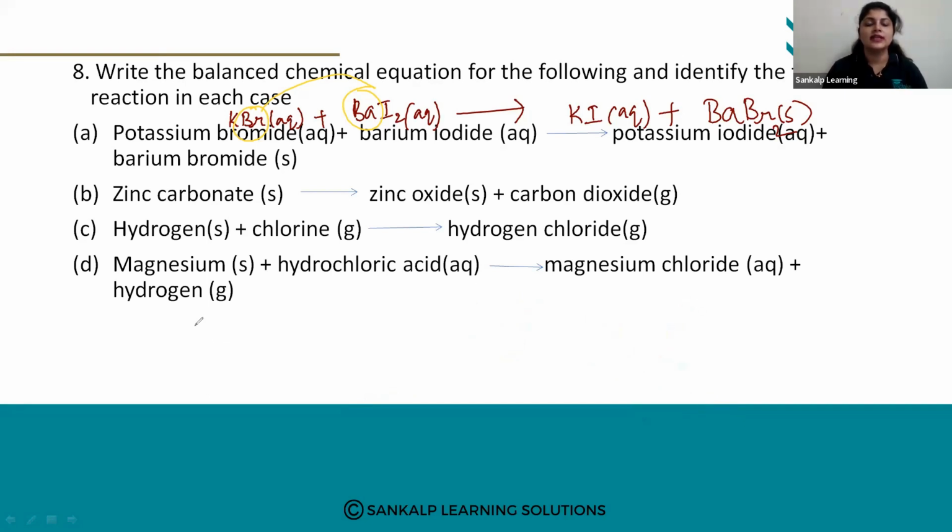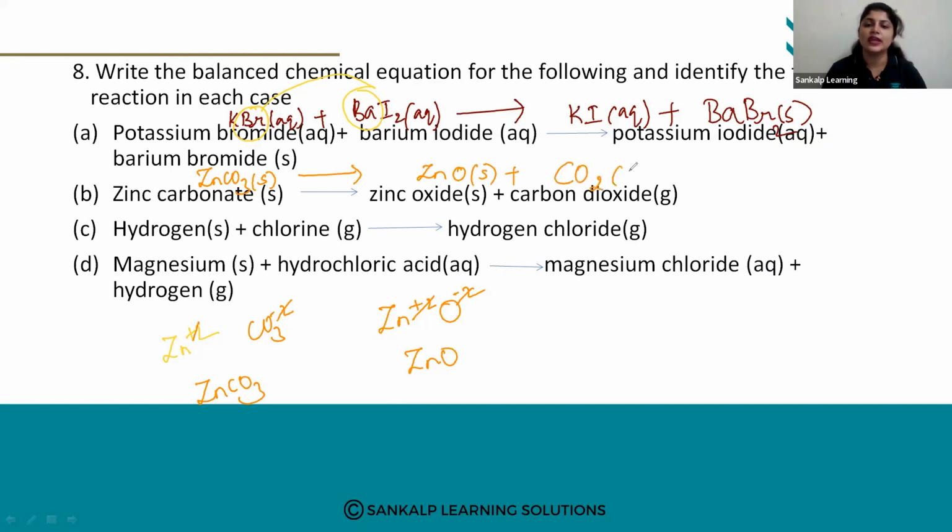Next, zinc carbonate. Zinc is what? Zn +2. Carbonate is what? CO3 -2. So +2 -2 get cancelled and it becomes ZnCO3. So I'll write here ZnCO3, giving you zinc oxide. Zinc is again +2, oxide is O -2. So +2 -2 get cancelled and it becomes ZnO. So it will become ZnO plus carbon dioxide, CO2 gas.